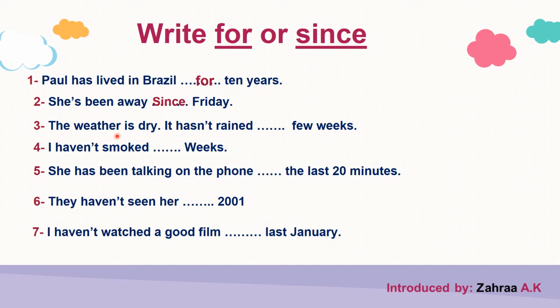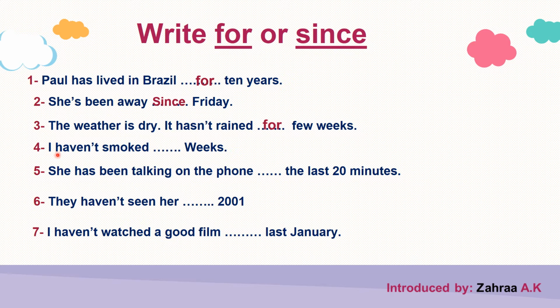The third one, the weather is dry. الجو نوعا ما جاف. It hasn't rained. إنها لم تمطر. For or since few weeks. أسابيع قليلة مضت. إذا ما نعرف من أي يوم، بما أنه غير محدد, not specific, not particular time, we use for few weeks. The weather is dry. It hasn't rained for few weeks.